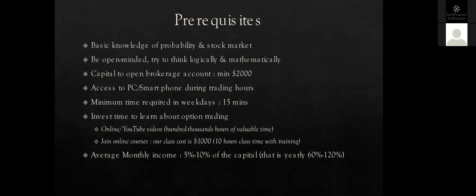So what is the expectation level? If you open a brokerage account with $2,000, you can expect $100 to $200 per month, but you can get more. So you can double up, or even make it triple, by the end of the first year.